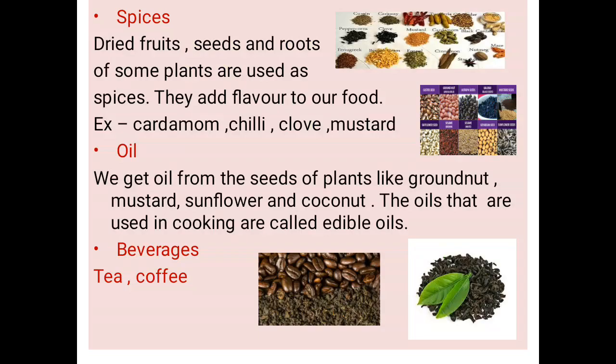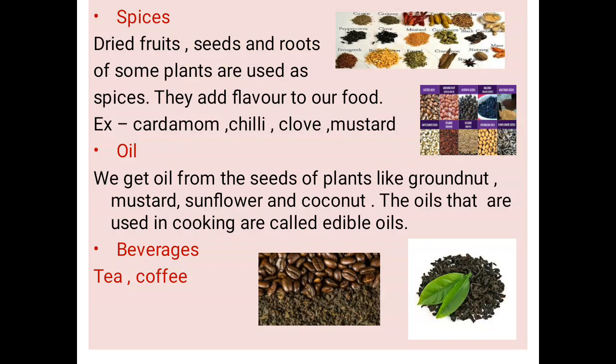Now we'll study some useful products which we get from plants. We get as such many products from plants. Let's discuss a few of them. Number 1 is spices. Dried fruits, seeds and roots of some plants are used as spices. We add spices to add flavor to our food. Examples are cardamom, chili, clove, mustard, turmeric, etc. We also get oil from the seeds of plants like groundnut, mustard, sunflower and coconut. The oils that we use in cooking are called edible oils.